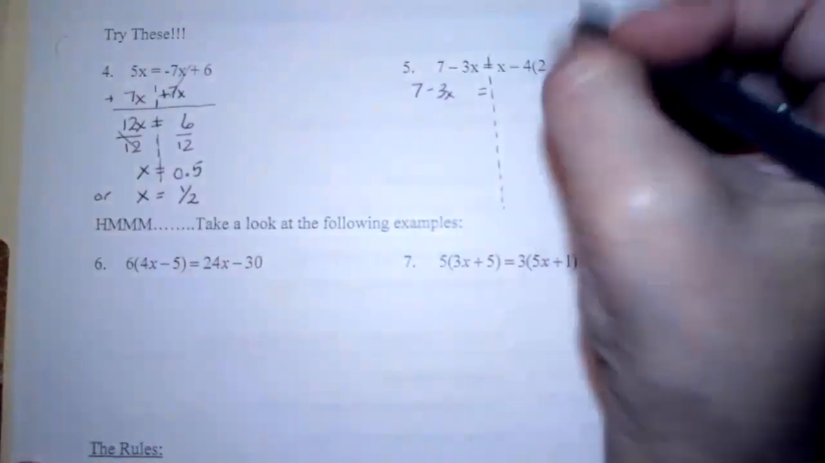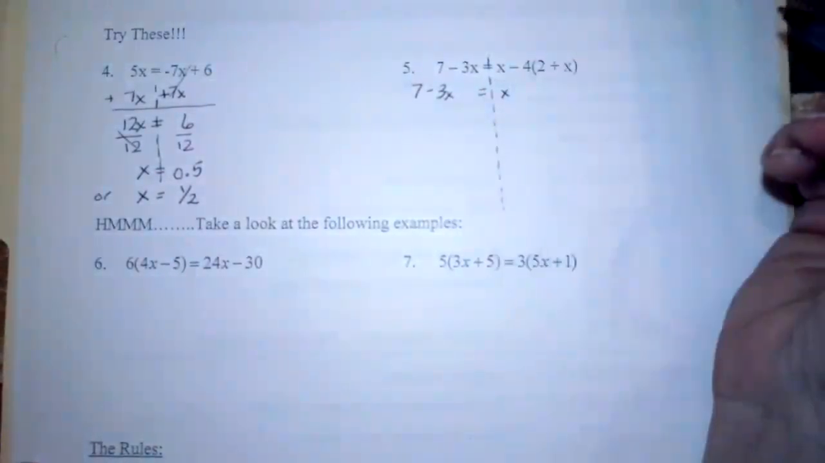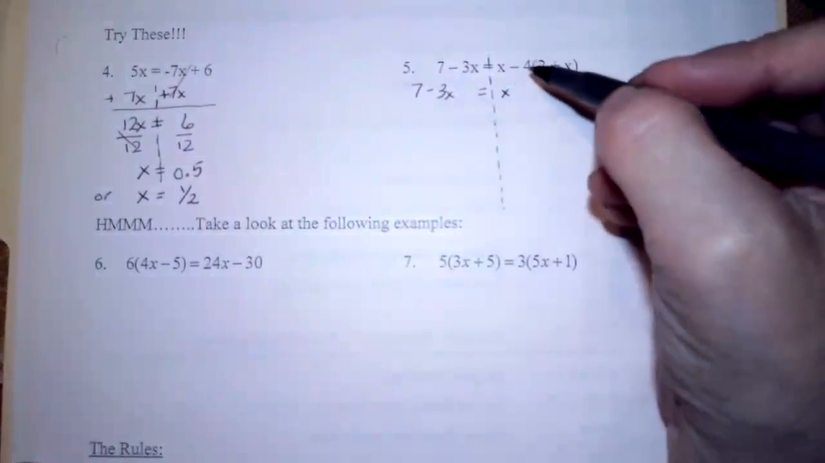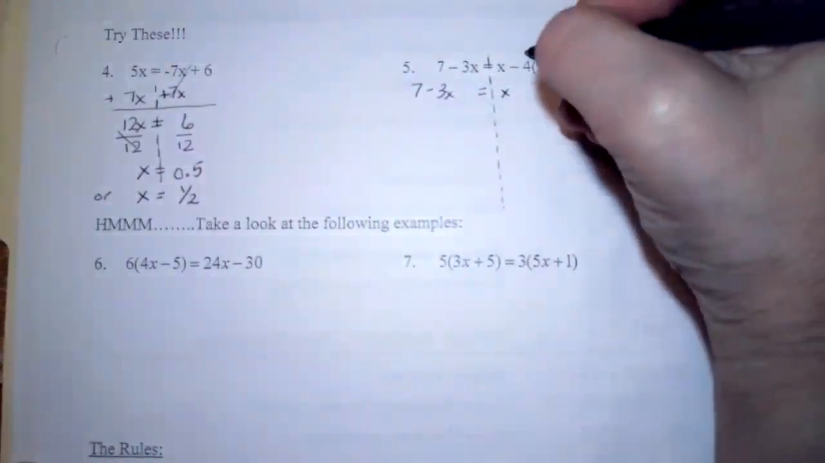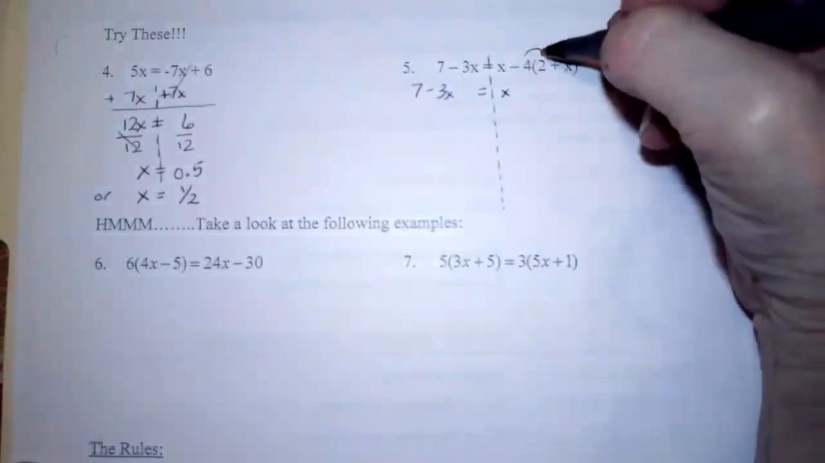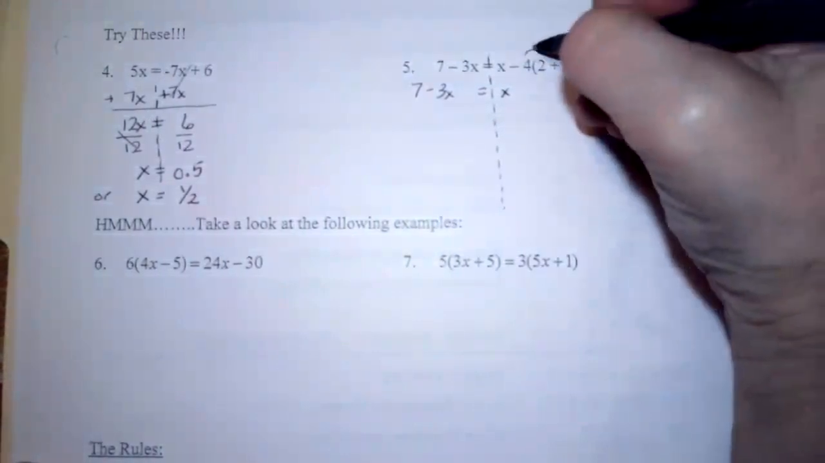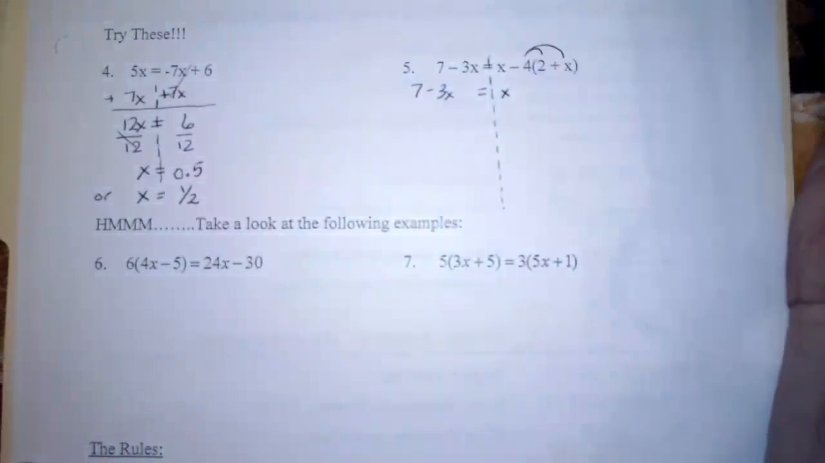Can't do anything there yet. We're going to do a little bit of work on the right side. This x, I'm just going to copy that down for a second. The -4, again, this little negative sign is with the 4. This is where we're going to do our distributing. So we're going to take that -4 times the 2. We're going to take a -4 times the x.